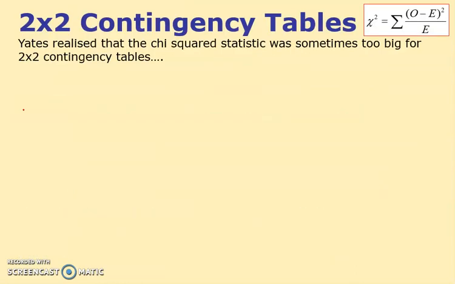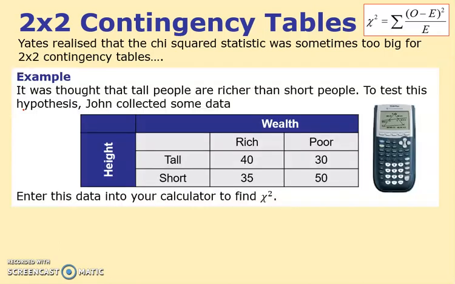So Yates' correction, of course, is something which happens with 2 by 2 contingency tables. So let's remind ourselves what a 2 by 2 contingency table is, and you should recall that you can see it's 2 down, 2 across. And we saw in class how to type these into our calculator. So the very first thing you have to do is get these numbers into our matrix.